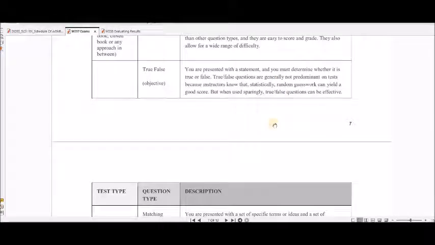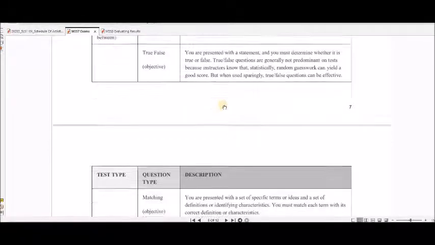True/false. The problem with true/false, everybody thinks, oh, those are easy. But the problem is they're usually very diabolical questions. Here's a rule about true/false: everything has to be true or it's false. Now, when you think about that, you're going to find out true/false are not as difficult. Everything has to be true or it's false. Instructors typically don't use true/false. They're just not as common.